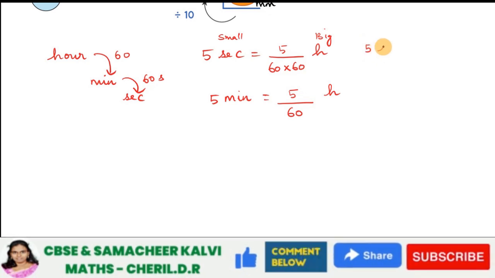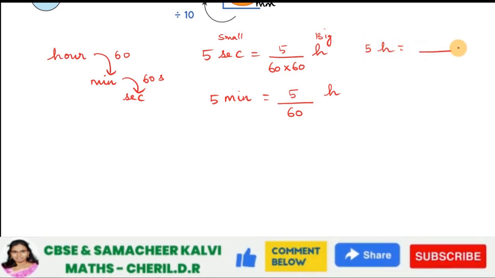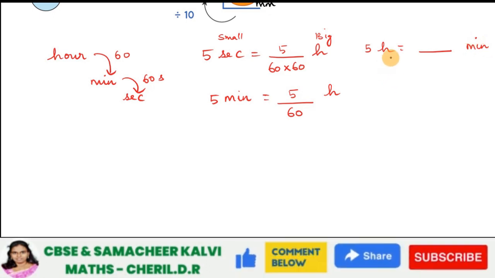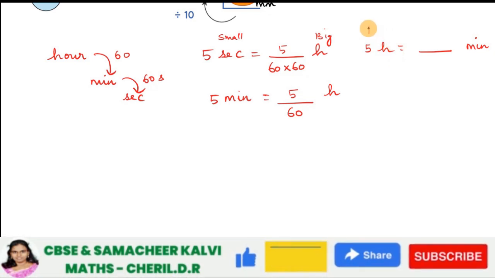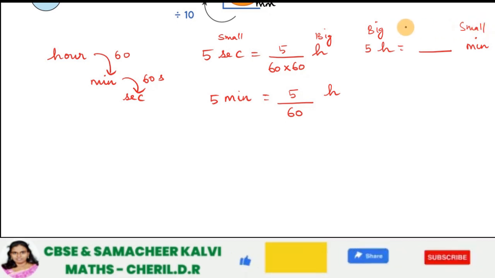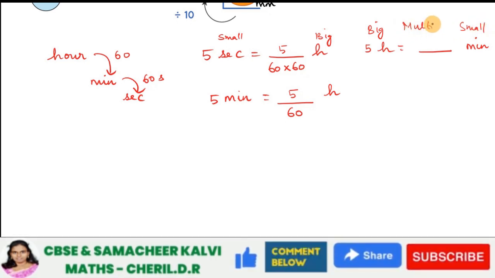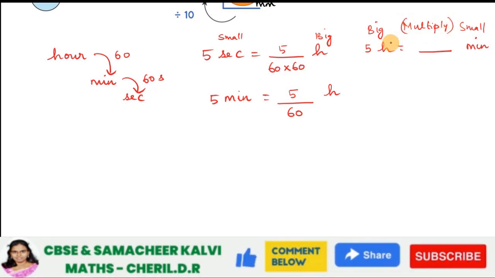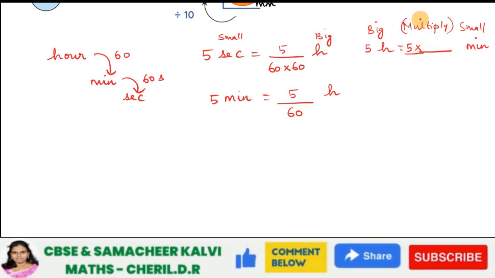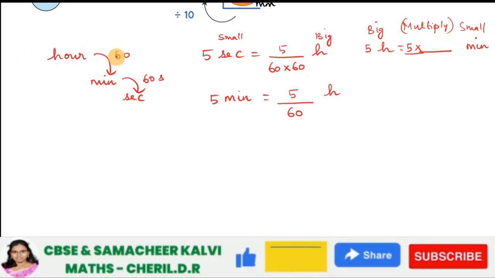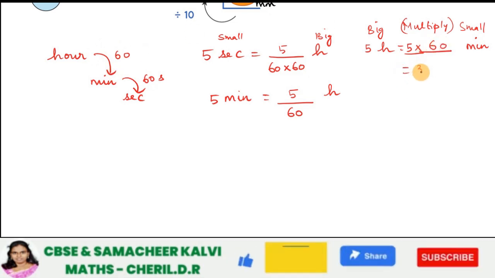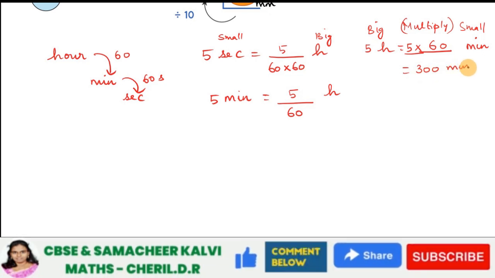Okay. So likewise, the other one you see, if I am going to have 5 hours in terms of minutes. So what should I do? Hours is what? Bigger unit. Minutes is what? Smaller unit. So I will have to multiply. So first I will write 5, and now what will I multiply? Hour to minute, how many leaps are there? Only one leap is there. So it will be 5 into 60, which will be 300 minutes.